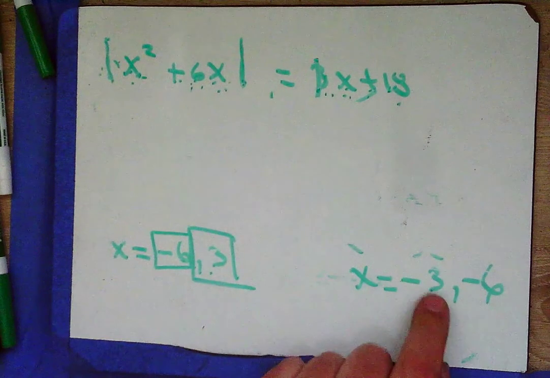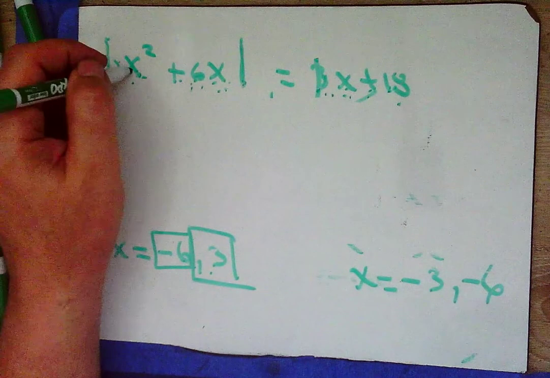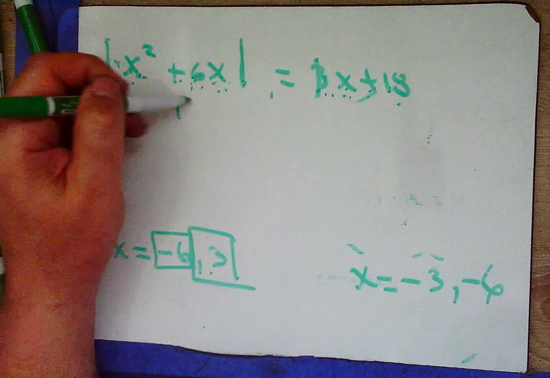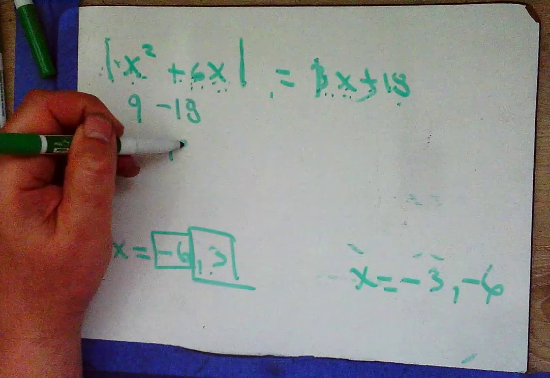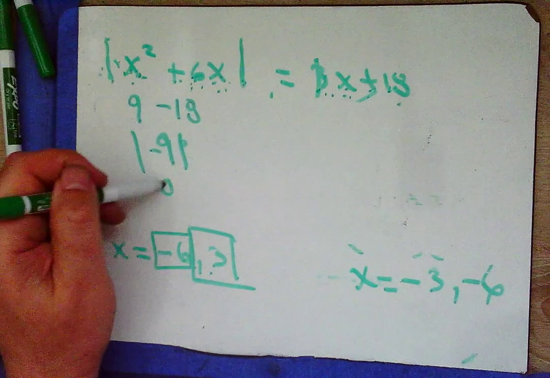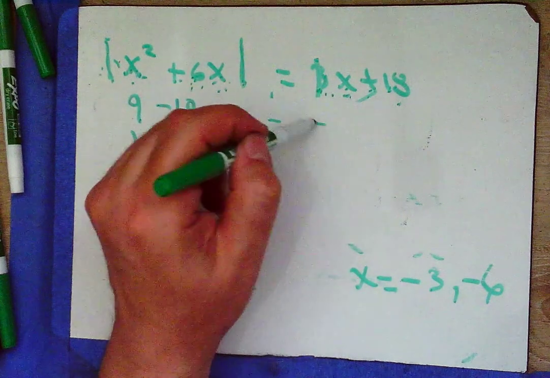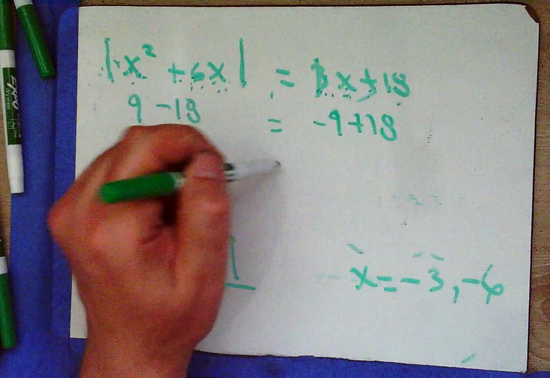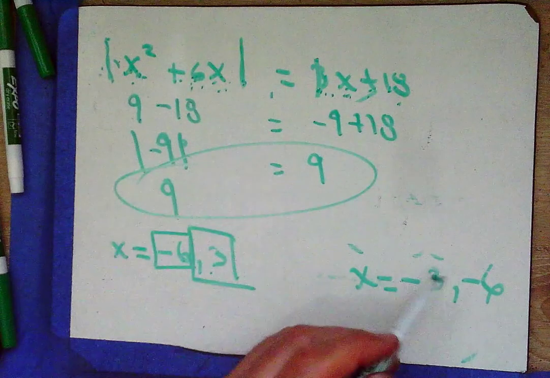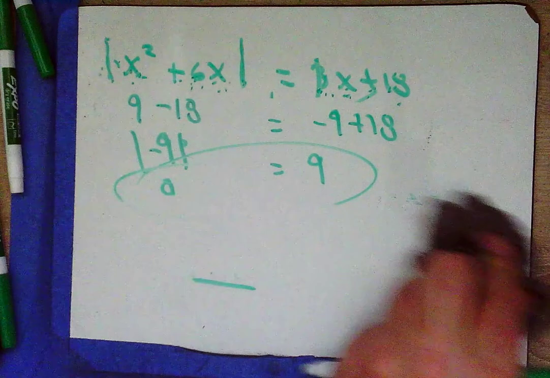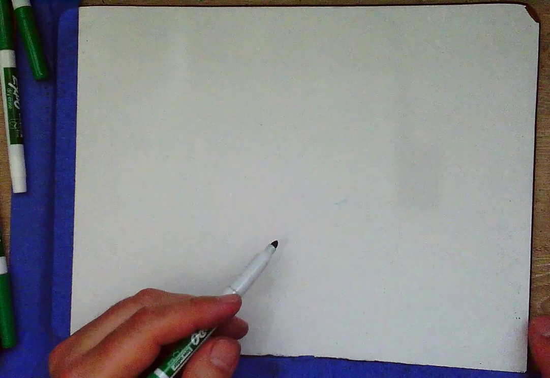And if I try a negative 3, negative 3 times negative 3 is positive 9. Negative 3 times 6 is negative 18. So that's negative 9 inside the absolute value, which is 9. Over here, negative 3 times 3 is negative 9 plus 18 is also positive 9. So all 3 of those answers work. Sometimes they all work, sometimes one of them works, sometimes none of them work. You won't know unless you must check. So please make sure you must check.